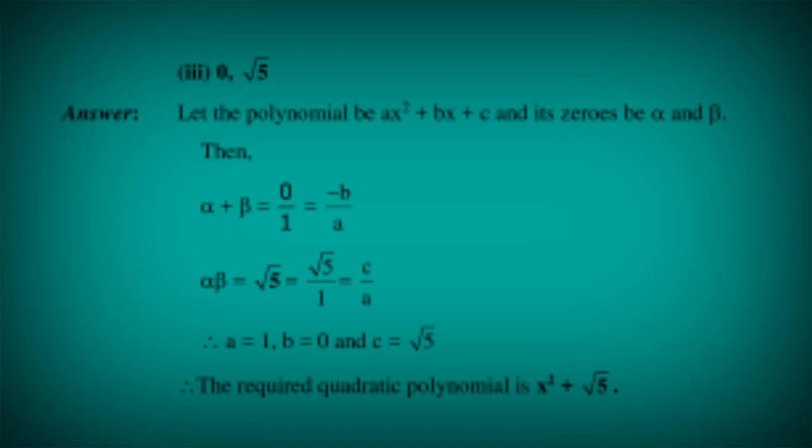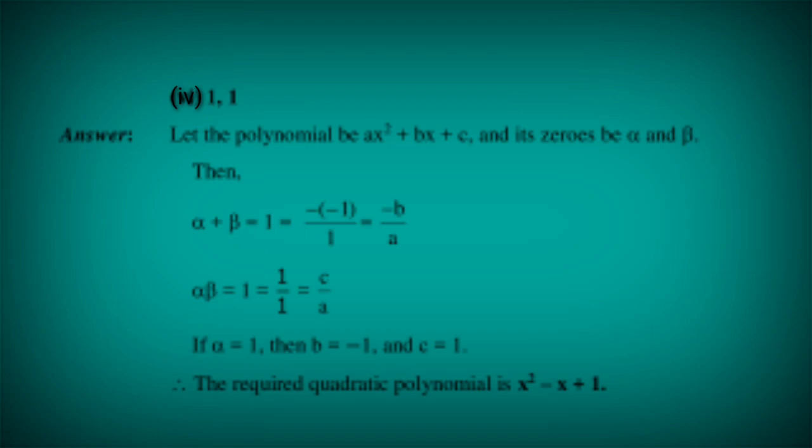Why? It is root 5, and b is 0. That's why only the a and c terms are there. a is the first term, ax square we have to write, and c is the last term, a constant term. So that quadratic polynomial is x square plus root 5. Next is the fourth one, 1 comma 1. The same thing you have to apply.